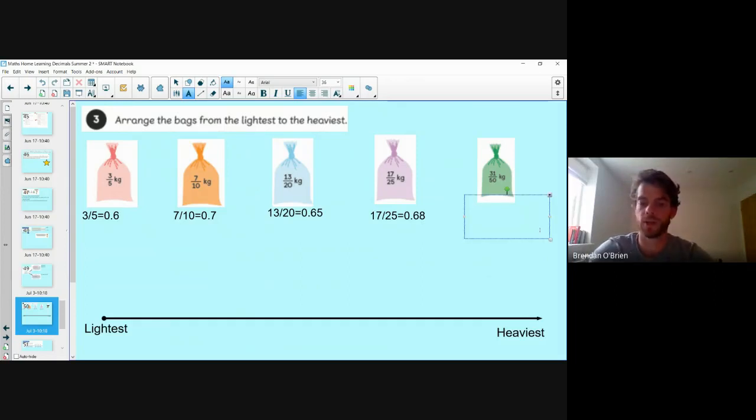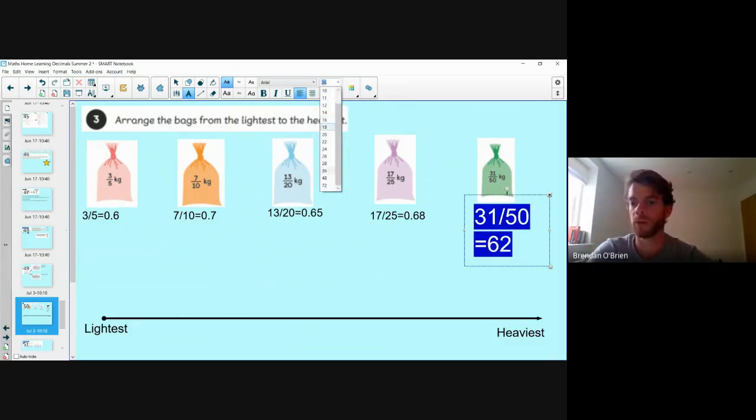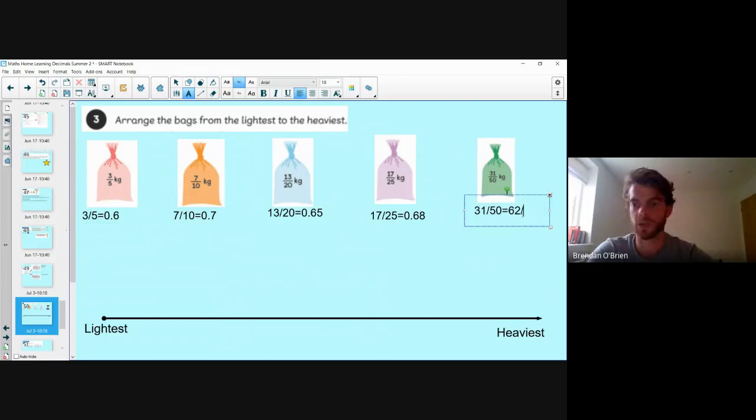And our last one, 31/50ths. Well, here we can just do 31 times 2 equals 62. Very big. Let's just change that. 62 hundredths, because we've converted it. And I know that 62 hundredths is the same as 0.62. Okay, so now I've got my fractions that have been converted to decimals. I can start putting these into order using my knowledge of how to compare decimals.